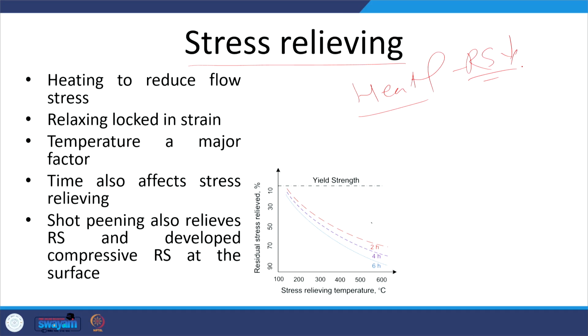So heating reduces the flow stresses that in turn helps in relaxing the locked in strain, and the temperature is one of the major factors because it directly affects the yield strength in relaxing the locked in strain. Time also affects, but in a minor way, in relieving the residual stresses. If the heating is not possible, and still if you want the relaxation of the residual stresses, then another mechanical method that can be used is shot peening.